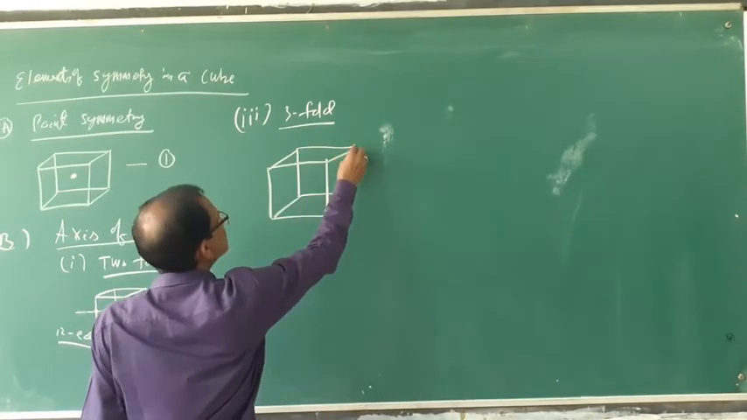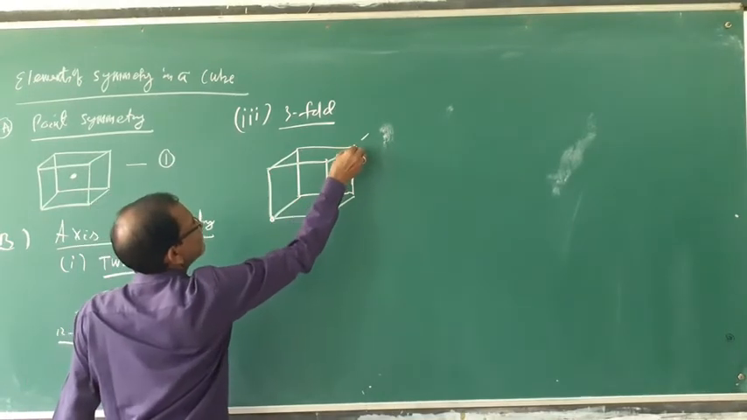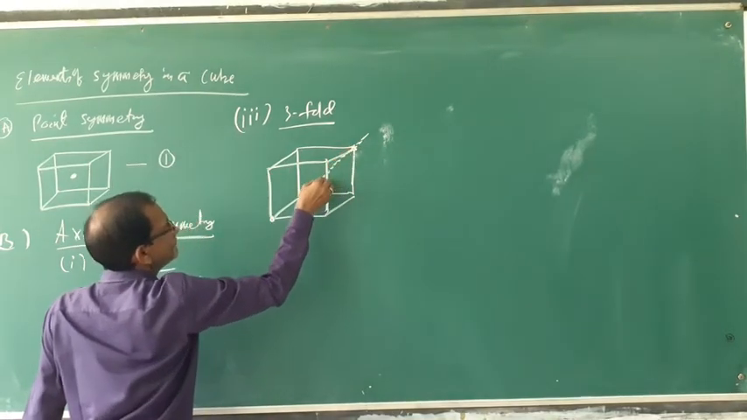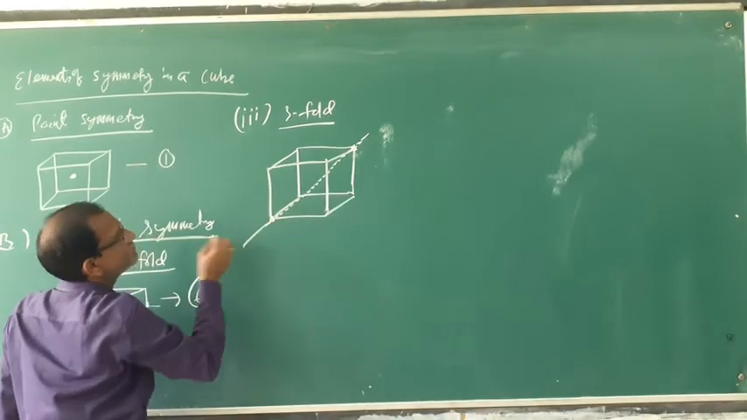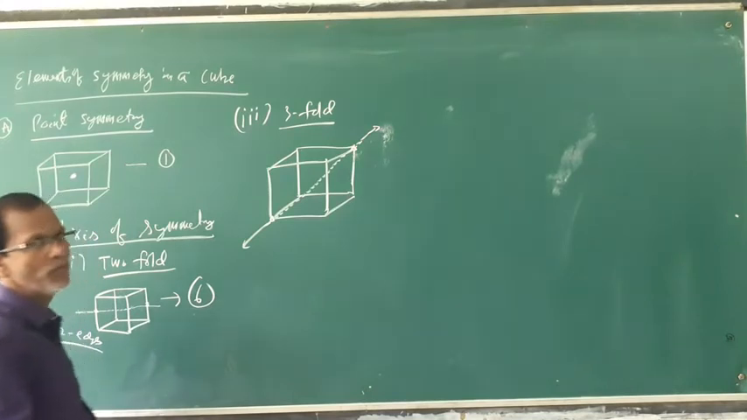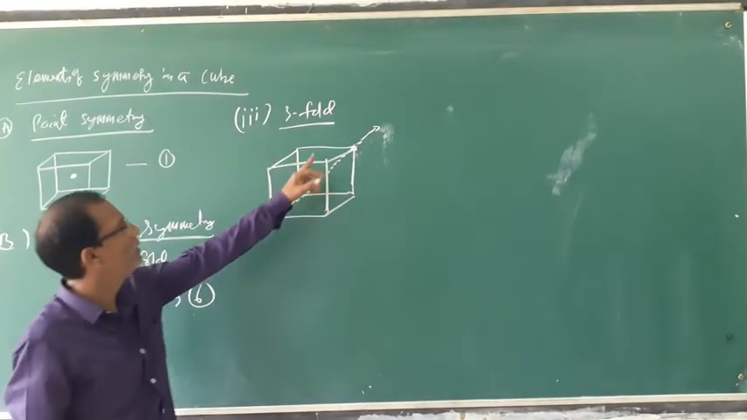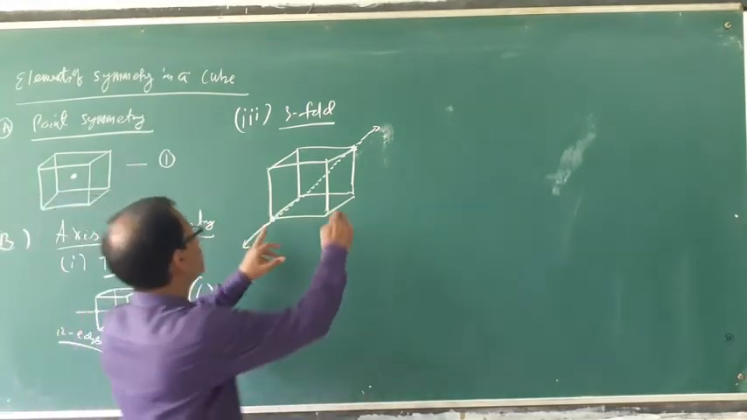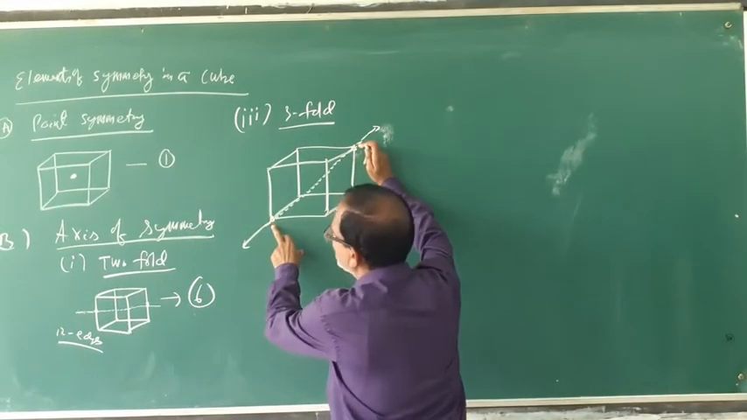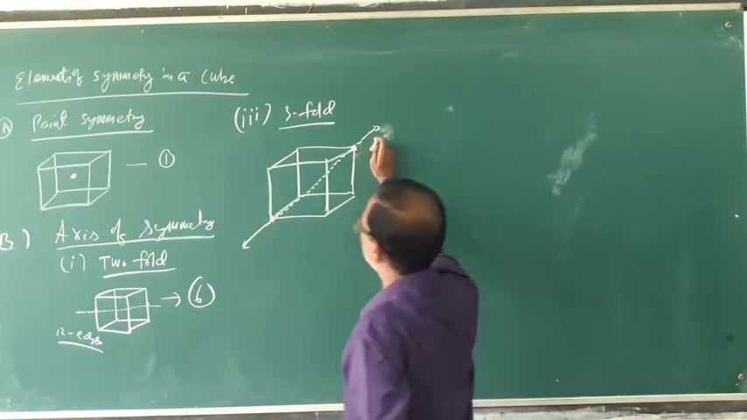Corner. This corner to this corner. You draw, just draw. This one. So how many corners does a cube have? A cube has 8 corners. So 2 corners are used by the axis. So how many folds are possible? 4 fold.